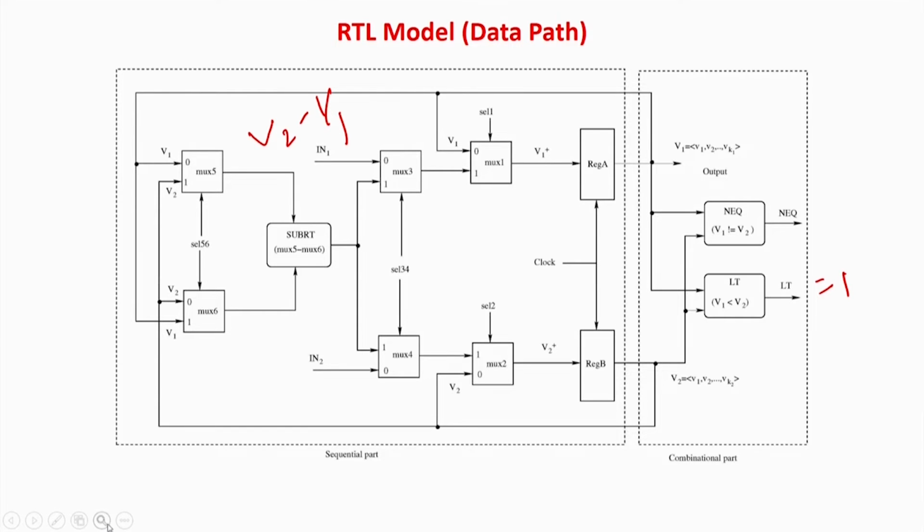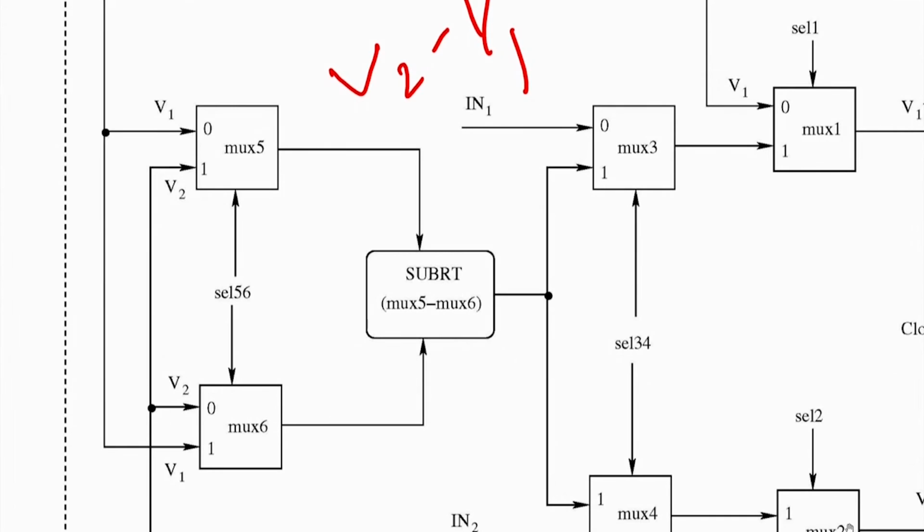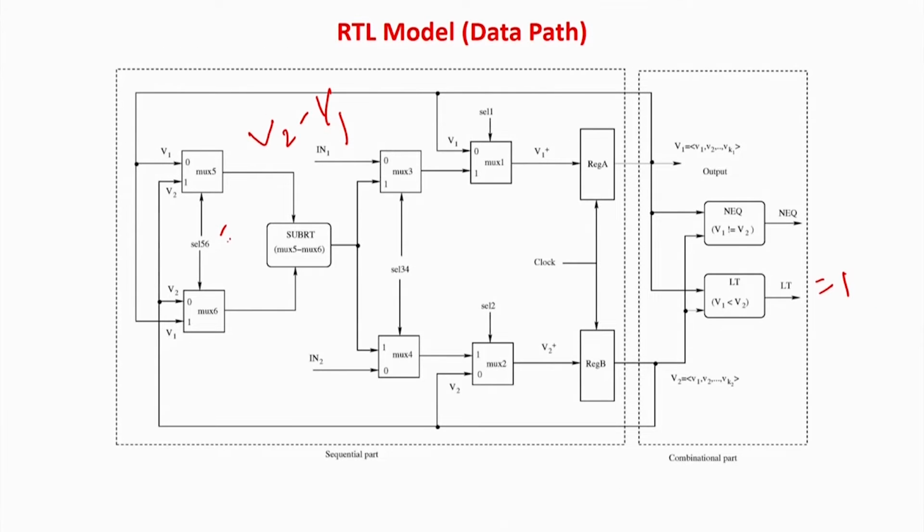How would this operation happen? The controller will get the value 1 for less than equal to, so it knows that V2 is greater than V1. So you have to arrange the multiplexers in such a manner that it happens. You can see this is a subtractor which will take the value from mux 5 and subtract the value from mux 6. So the controller will make mux 5, 6 equal to 1. The value of this control will be equal to 1.